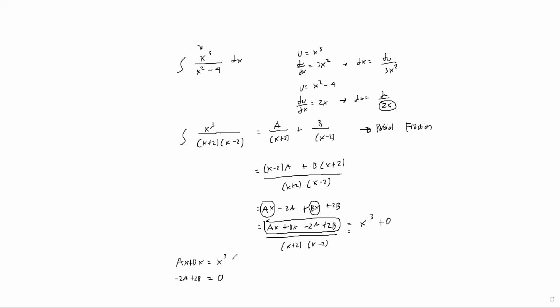Now let's do the upper part first. We can factorize the left side by taking the x outside, so we end up with x bracket a plus b, and that equals x cubed. So we get from here that a plus b equals x cubed over x.